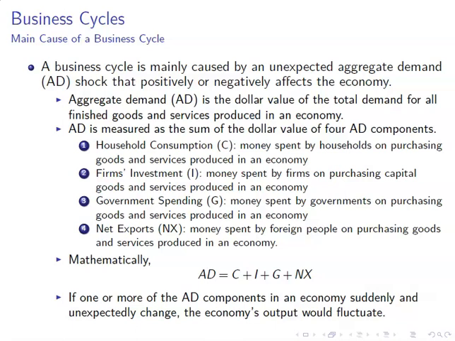So AD is measured as the sum of the dollar values of four AD components: consumption, investment, government spending, and net exports.